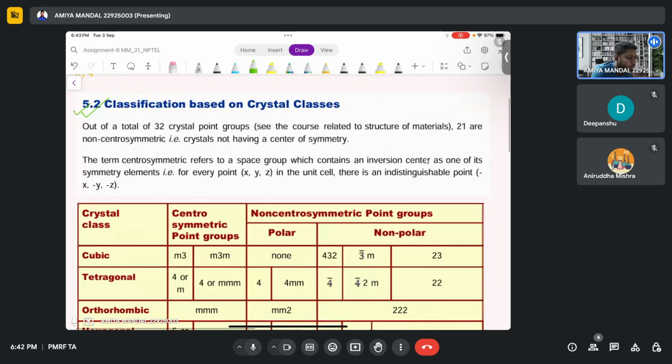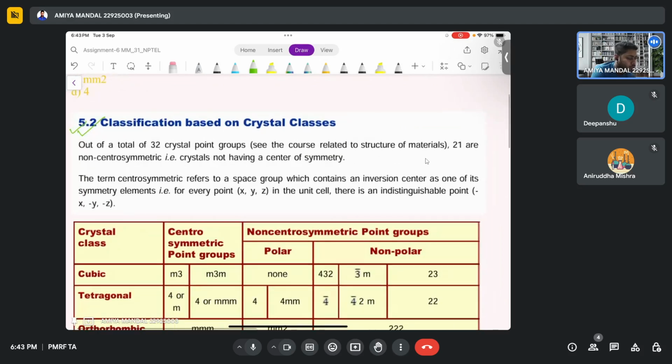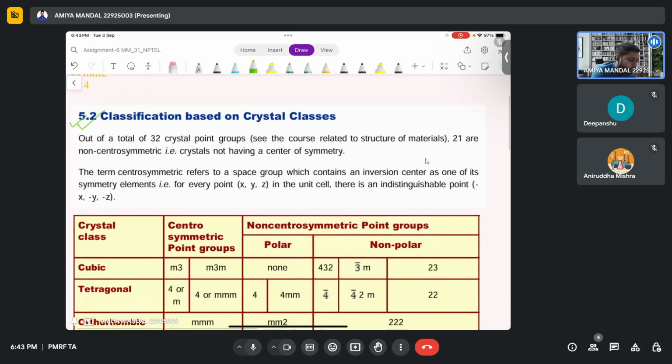Out of the total 32 crystal point groups, 21 are non-centrosymmetric, meaning there is no center of symmetry.